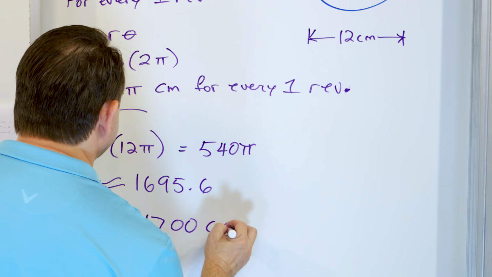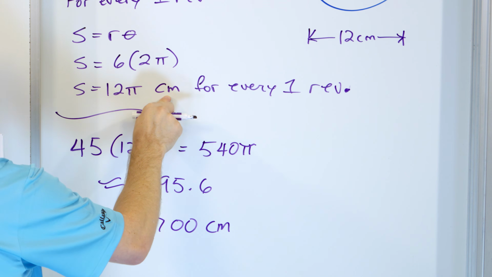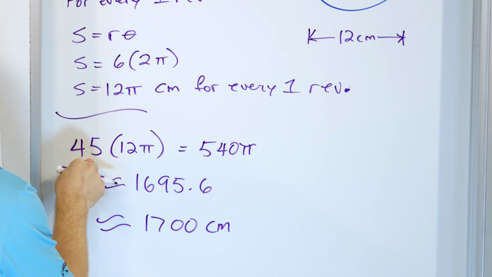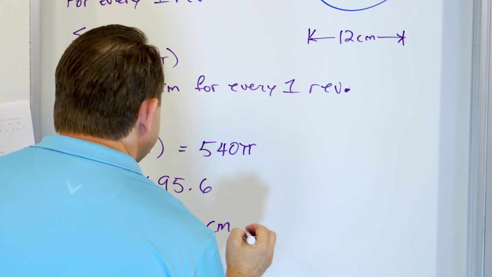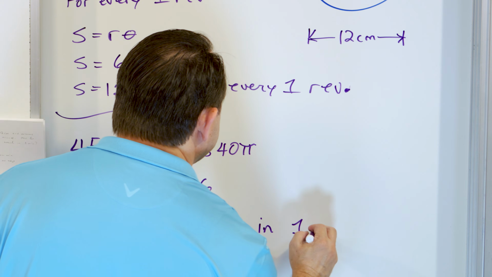And that's going to be in centimeters. Why? Because this is a unit of centimeters. The arc length is a unit of centimeters, and we do it 45 times, so the total unit is in centimeters. Distance traveled in 1 minute.